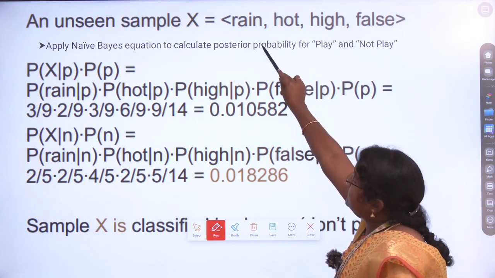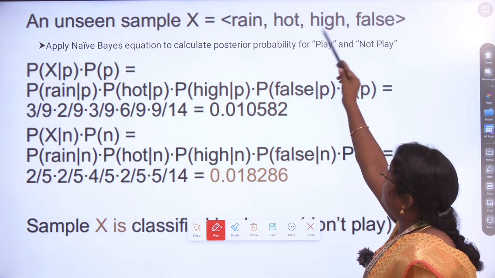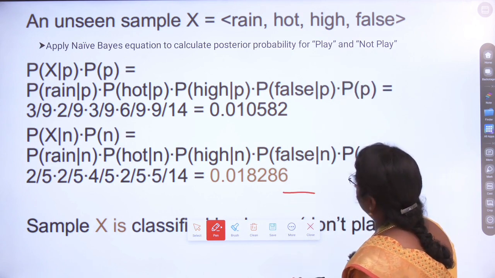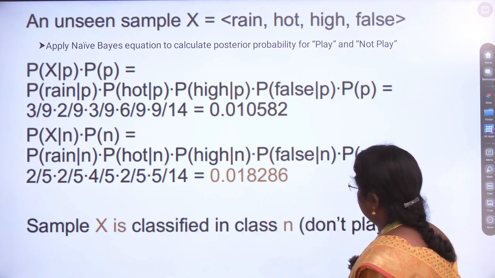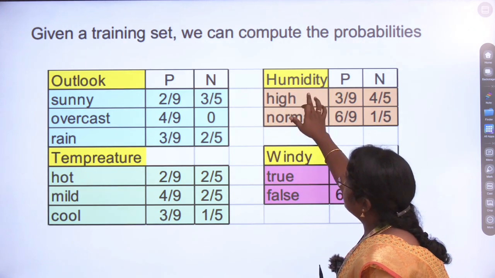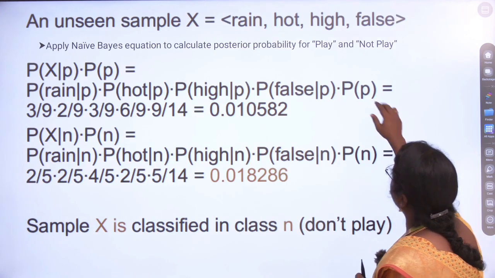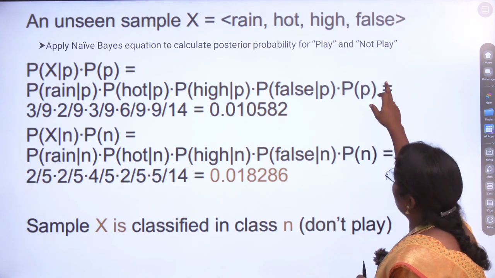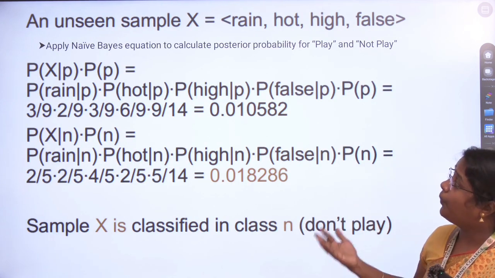So when outlook is rainy, temperature is hot, then what is the third feature? Sorry, the third feature is humidity. So humidity is high and the last feature is windy. Windy is false. We are going to predict the output class.